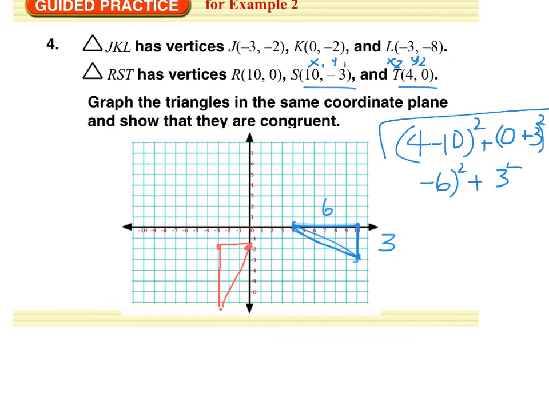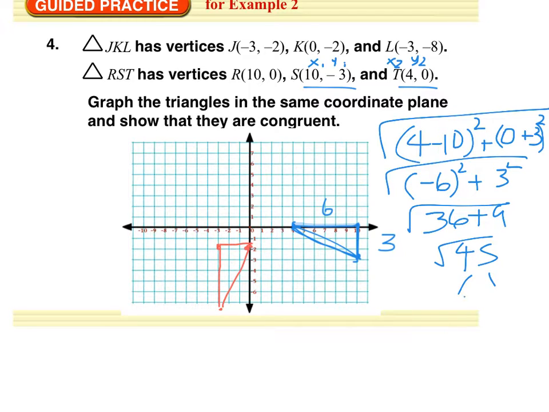Yeah. Okay, perfect. Okay, so we're going to finish this up, and we get 36 plus 9, 45. Now, right now at this point, if this were just a distance question, you would have to break down that radical. However, if we're just trying to see if the sides are congruent, we can leave it as the square root of 45. But I'll go ahead and break it down. It'll factor to 9 times 5, and then it becomes 3 radical 5.